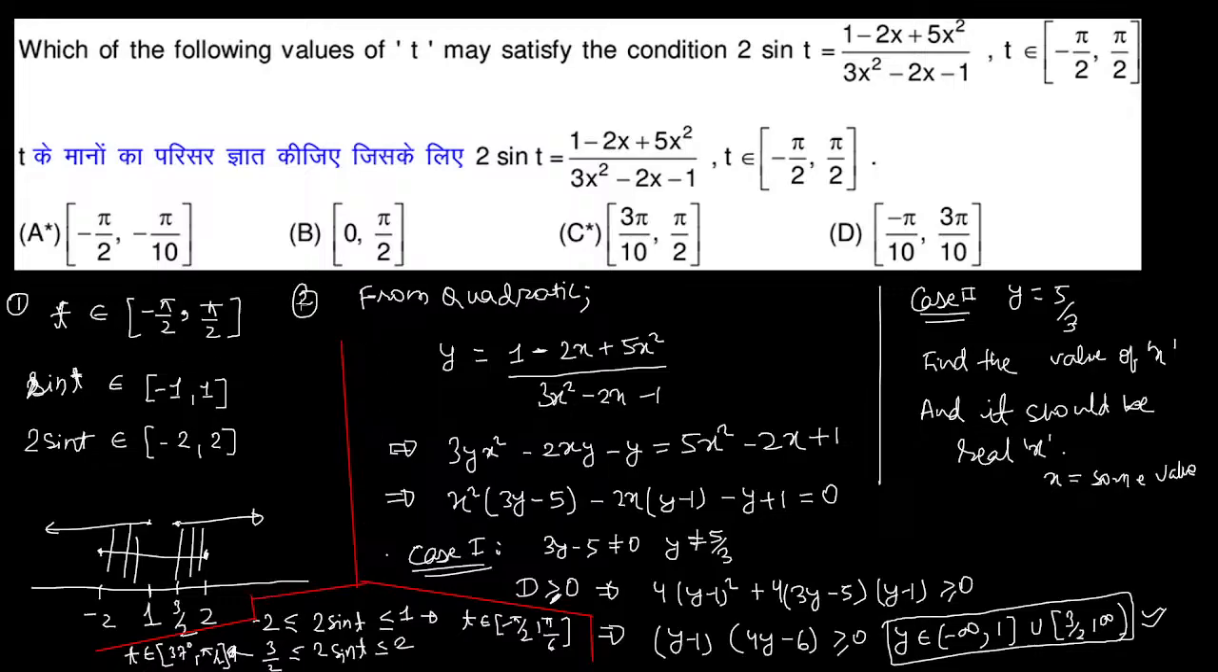So 1 2 3 4. Okay, let's move ahead. Is there space? No. Okay.